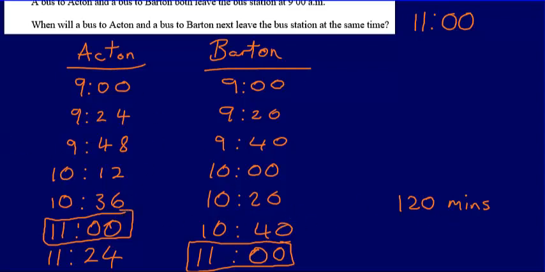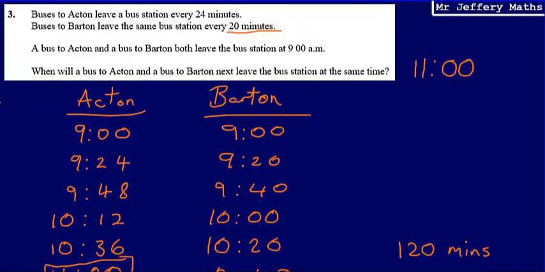So as I said, two different ways you can do it. You can either do it by listing the times at which they leave the bus station, or you can work out the lowest common multiple of 24 and 20, which is 120 minutes, and then add that onto the original time. So adding on 120 minutes, adding on 2 hours. Either way, you're going to get a final answer of 11 o'clock.